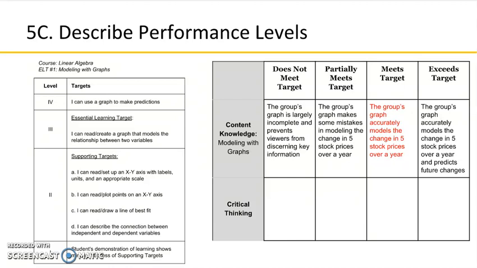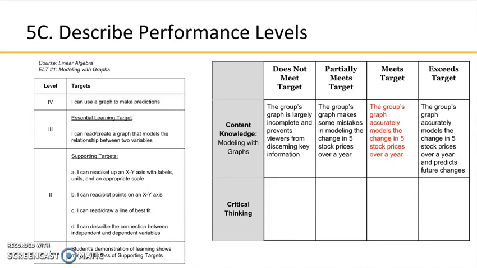So I would go over next and say, well, what would it mean to partially meet that target? And so on my scoring guide, I wrote that the group's graph makes some mistakes in modeling the change in 5 stock prices over a year, which is consistent with some of those supporting targets on that proficiency scale. I then go over to the does not meet target, and that would say something like the group's graph is largely incomplete and prevents viewers from discerning key information. So again, I'm distinguishing different performance levels based on the graph that they're building for my task.